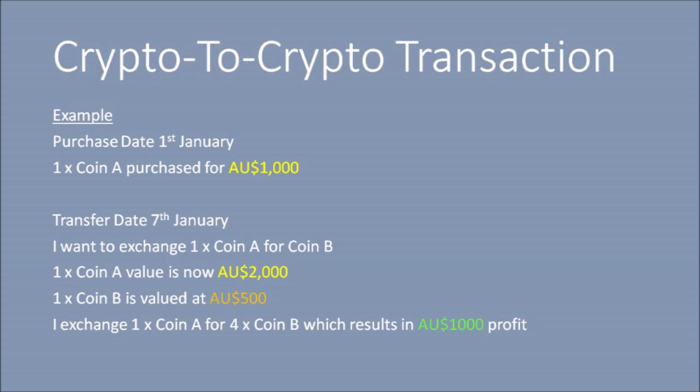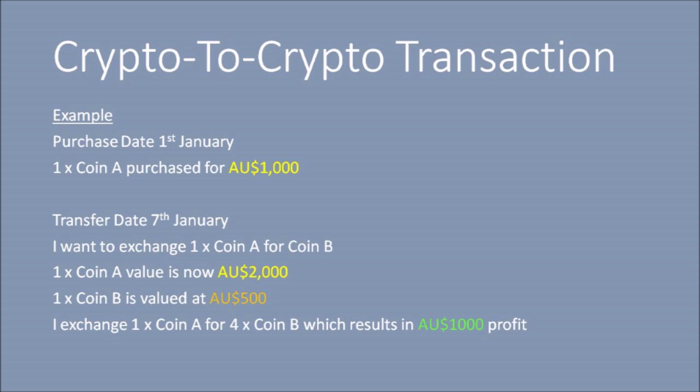So let's say, for instance, our purchase date of coin A was on January the 1st, and that was purchased for $1,000 Australian. Then we wanted to do a transfer. The transfer date is in the future, which is on the 7th of January. It moves to that day, and basically we decide we want to transfer coin A for coin B. Now, since that period began, coin A's value has appreciated. In fact, it's doubled in size.